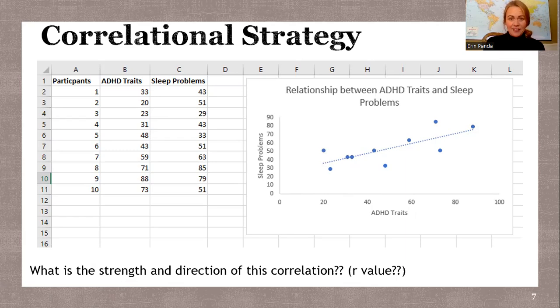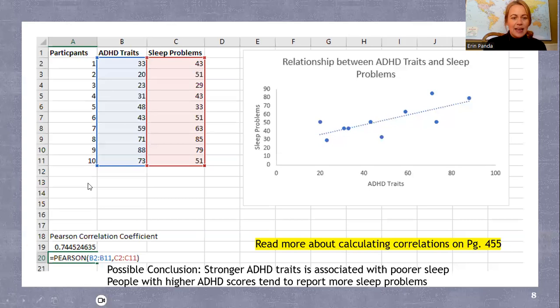Well, we can actually get the R value by putting these numbers into Excel using the Pearson correlation coefficient, and here we have it here. So if this is something you're doing for your research proposal, check out your textbook, page 455 for more information. So if we actually collected this data and got these numbers, the kind of conclusion that we could draw from this study is that stronger ADHD traits tend to be associated with poorer sleep. People with higher scores on the ADHD scale tend to report more sleep problems.